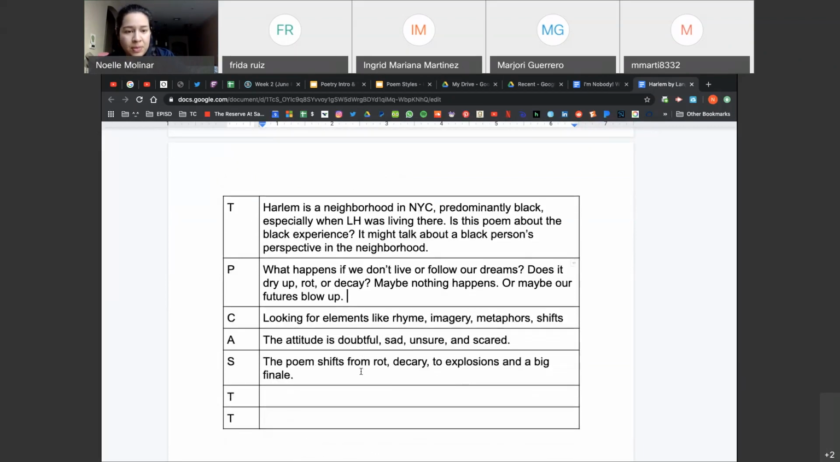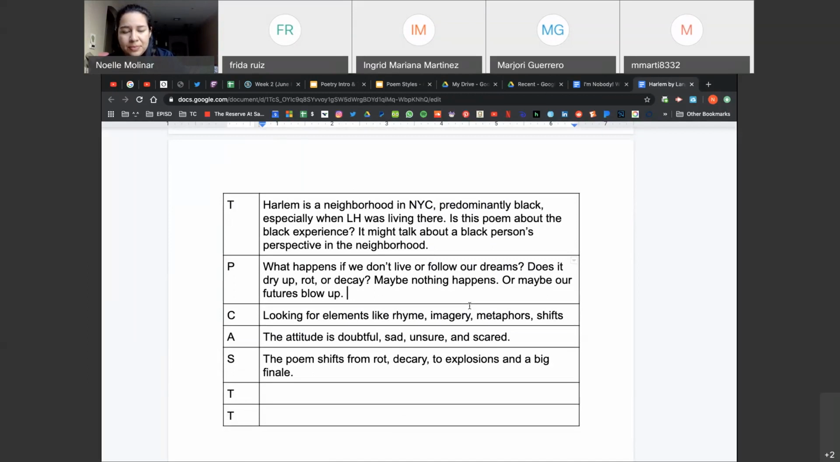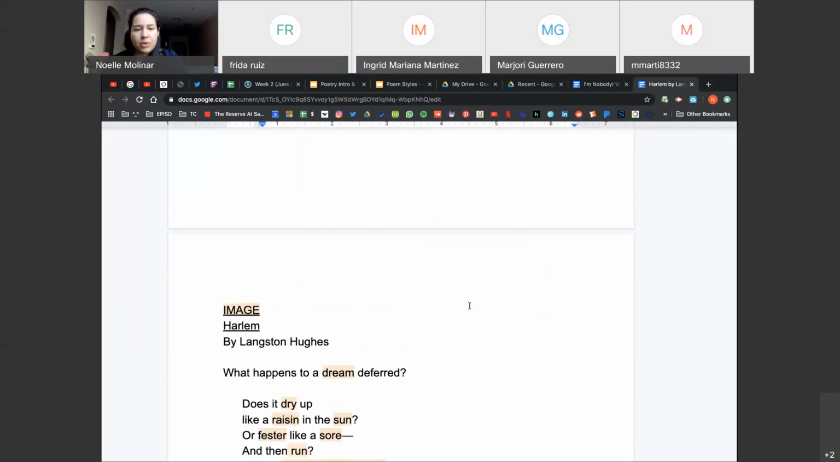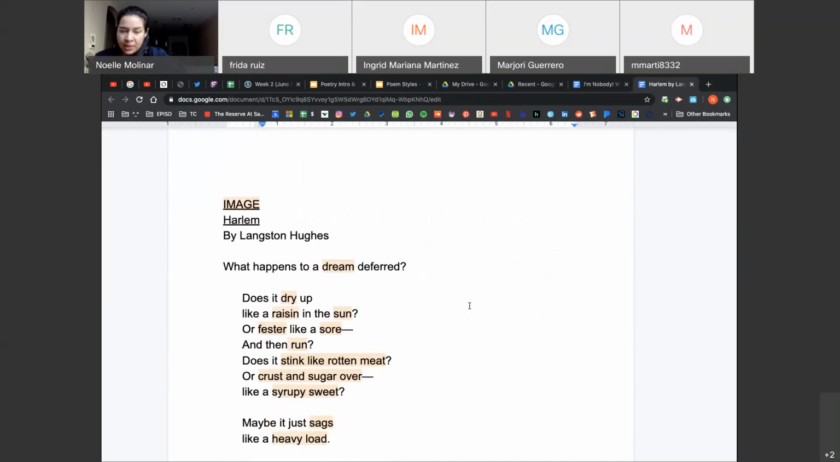The C, the connotation. So we're looking for elements like rhyme, imagery, metaphors, and shifts. I don't have enough space really in this box to do it. So what I did is I copied and pasted the clean poem, and now I have different places where I have it. I also did a first version, you can see this, on a sheet of paper.